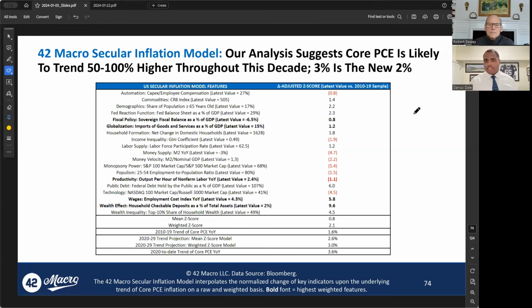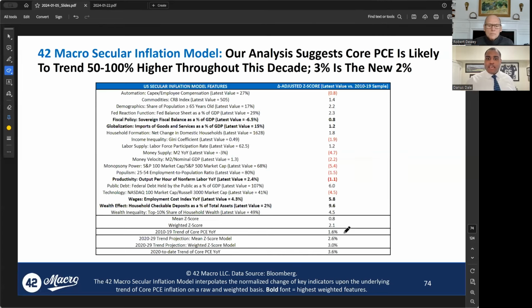What this model is designed to do is interpolate the normalized change of these key indicators upon the underlying trend of inflation. That's effectively trying to say, hey, we had a jump condition in these particular indicators, so we should have a similar, on a normalized basis, size jump condition in the underlying time series. And that's what this model is designed to do.